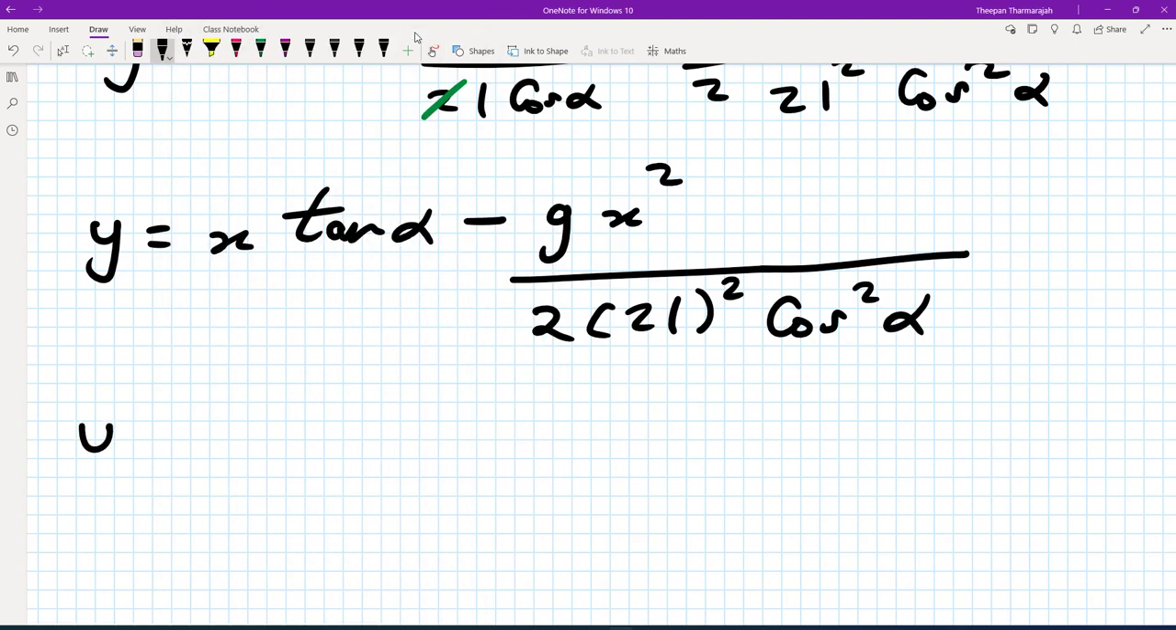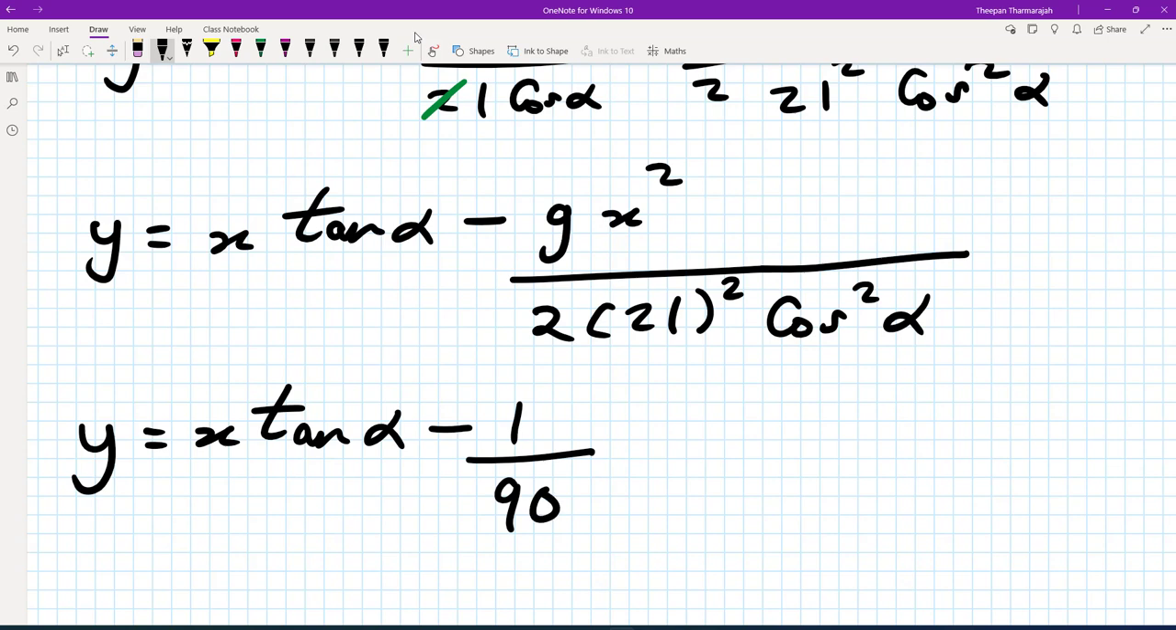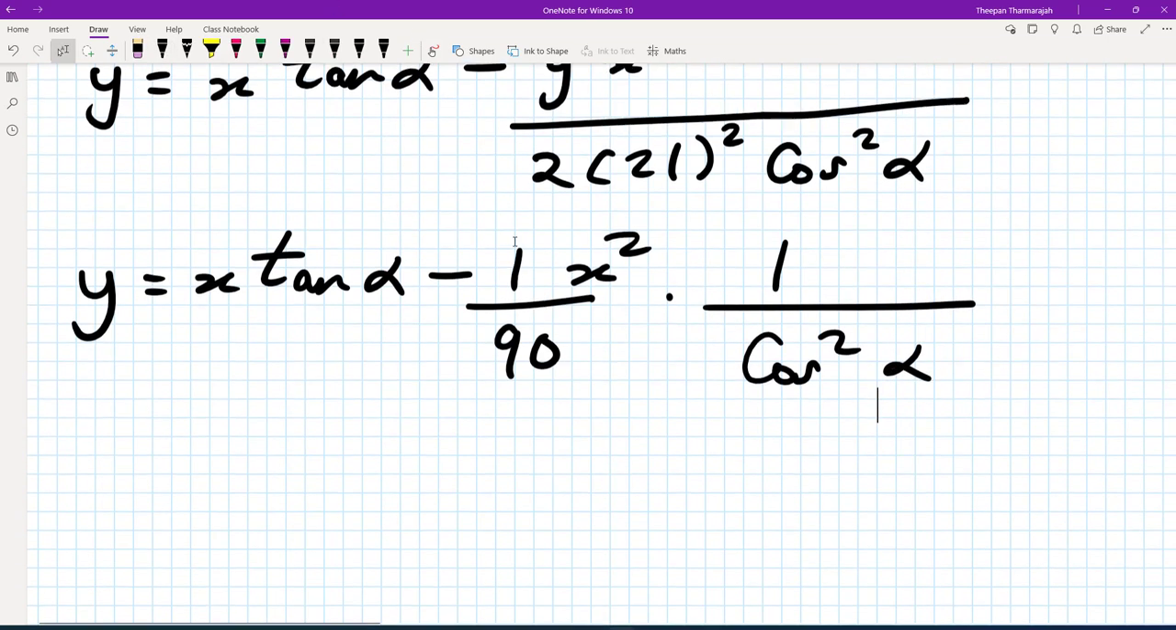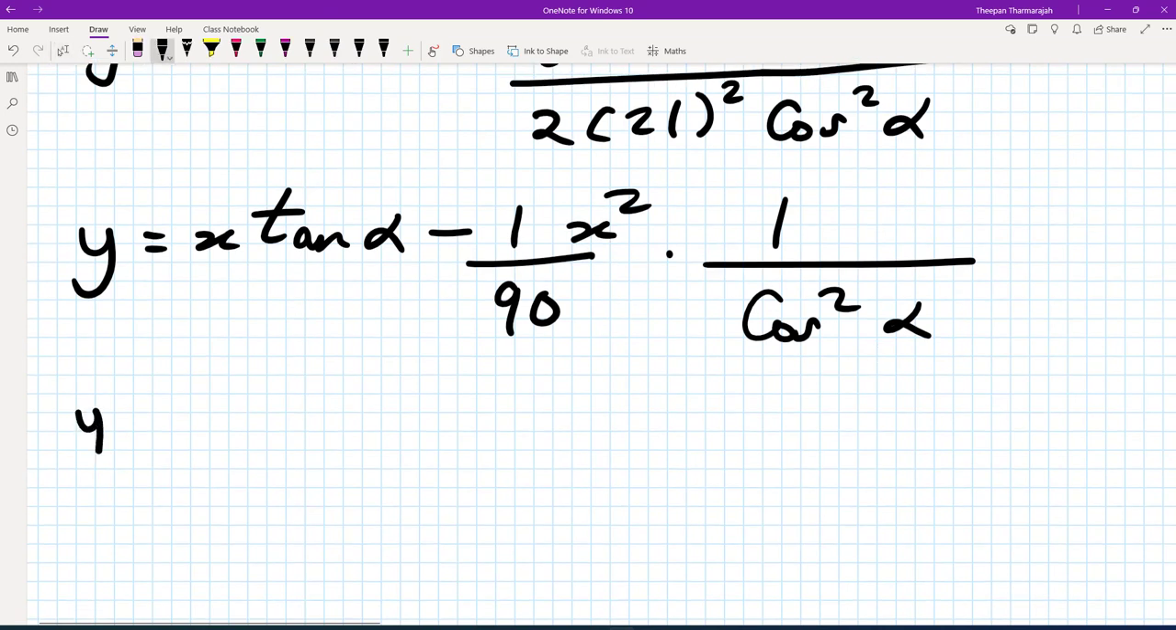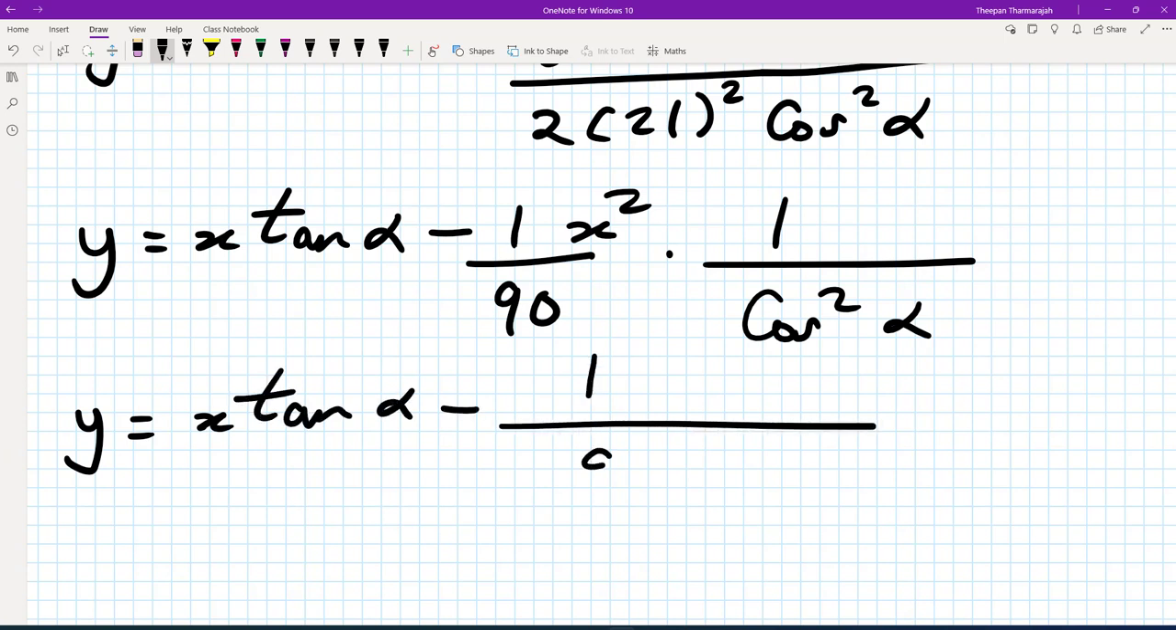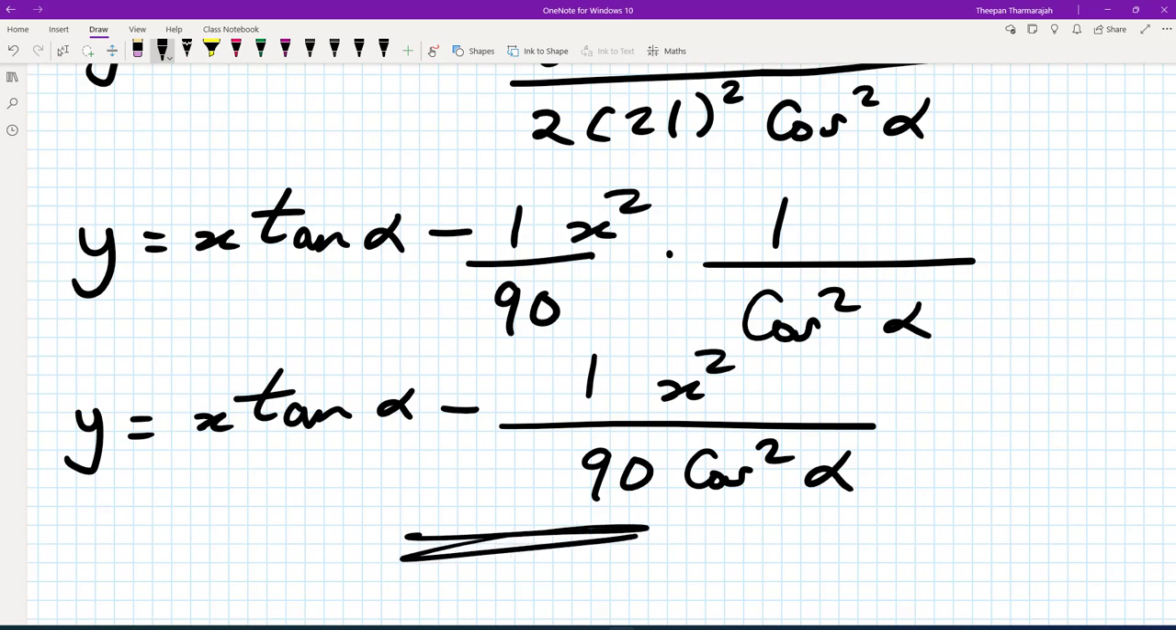So I can rewrite that as y equals x tan alpha minus 1 over 90, and I'll put x squared here, and I'm going to write this as 1 over cos squared alpha, because that's what it is. And because of that, I get the following: y equals x tan alpha minus x squared over 90 cos squared alpha, and that is exactly what they're looking for.